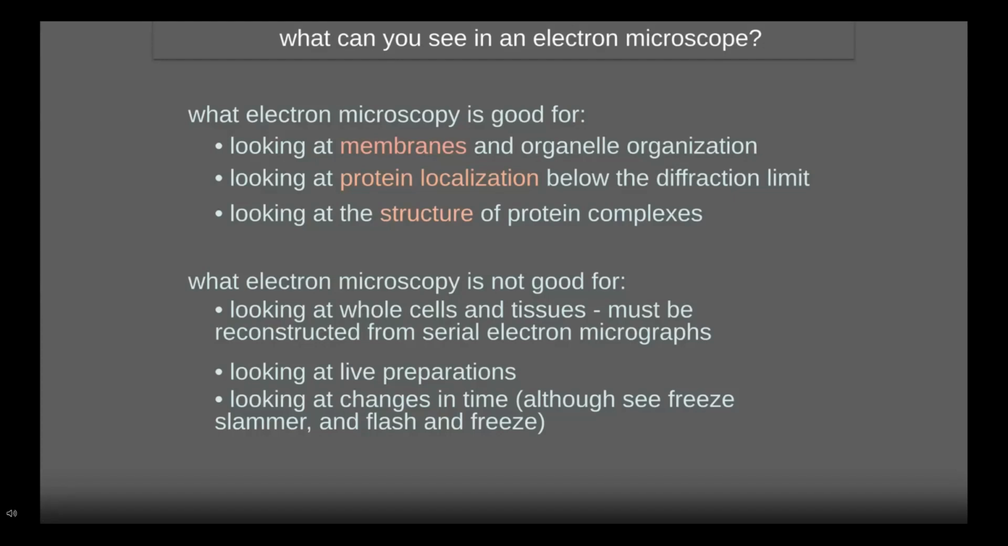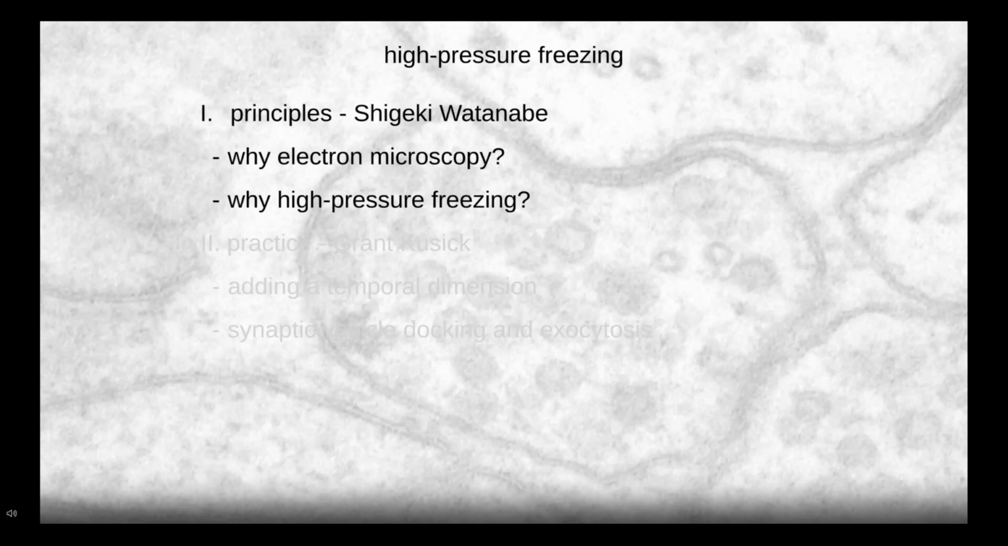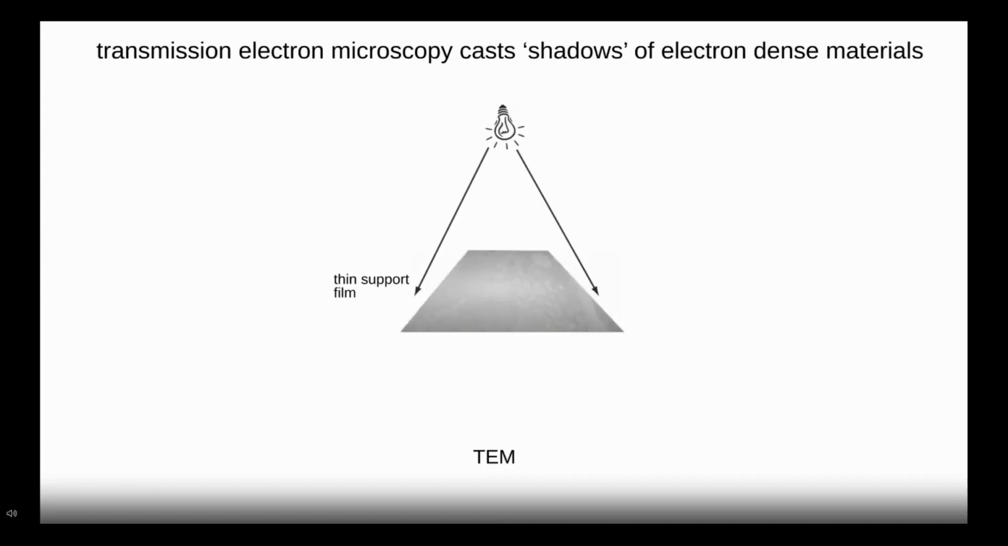Okay, and so I hope that I was able to convince you that electron microscopy is really great at looking at the structures and things that we care about. But why do we have to use high pressure freezing? The reason for this is quite simple. This is because we are using electrons as a source of imaging. And so here's the tissue. Electron microscopy kind of works like an X-ray. We are basically trying to cast the shadows of electron-dense materials so that we can image whatever biological tissues you have on the film or the camera.